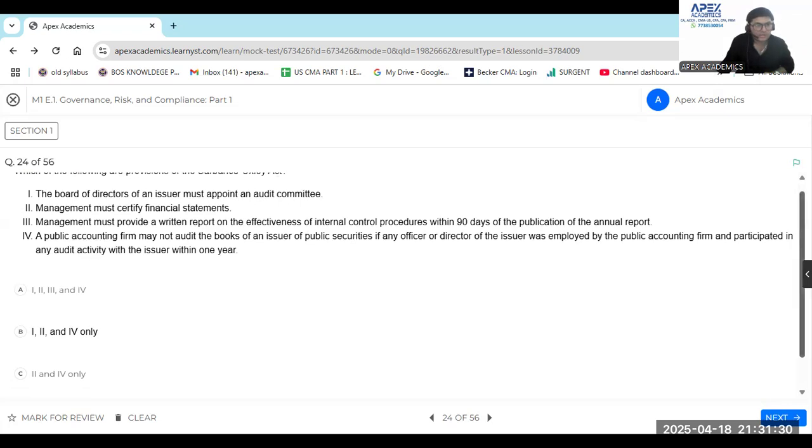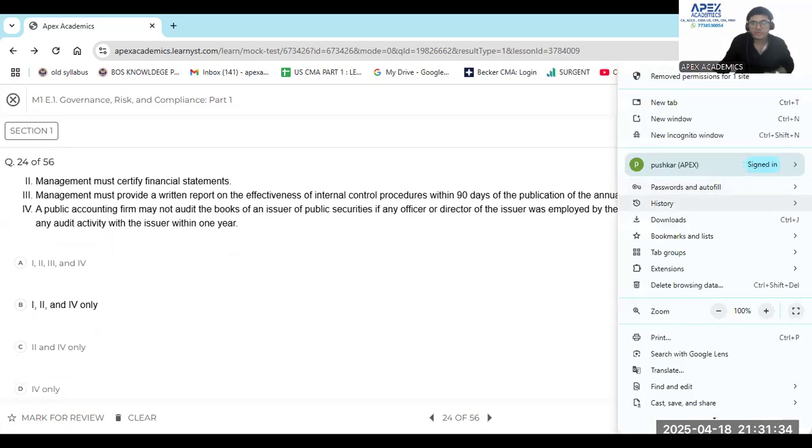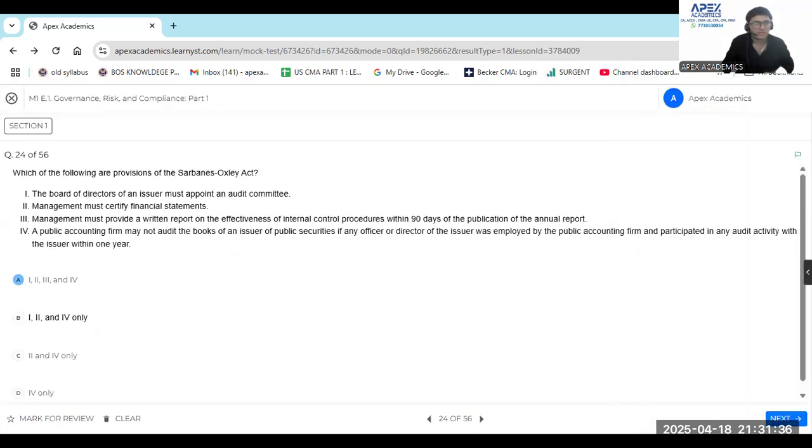We will have to just zoom out for this particular question. So which of the following are provisions of SOX? I have not selected this. I have not selected this. So let us see. The board of directors of the issuer must appoint an audit committee.